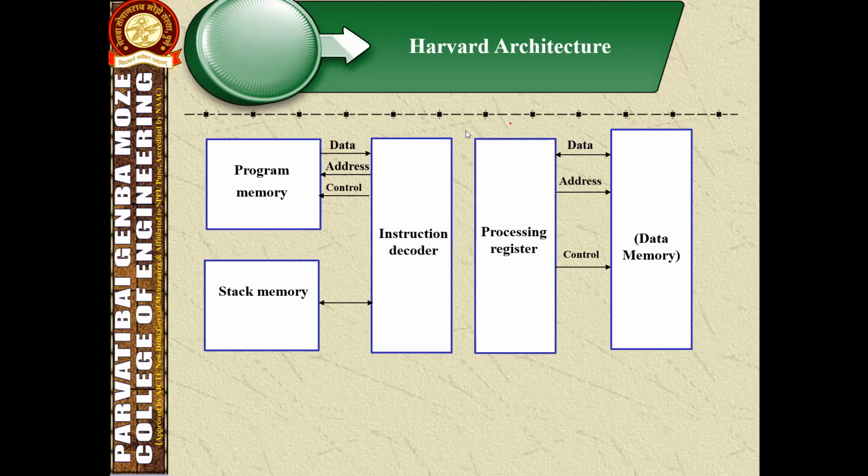One of the disadvantages of this architecture is also there. Since the memory is accessed by the same set of buses, both program and data cannot be accessed simultaneously. Here, both the data and program cannot be accessed simultaneously. This is one of the disadvantages of this type of architecture.